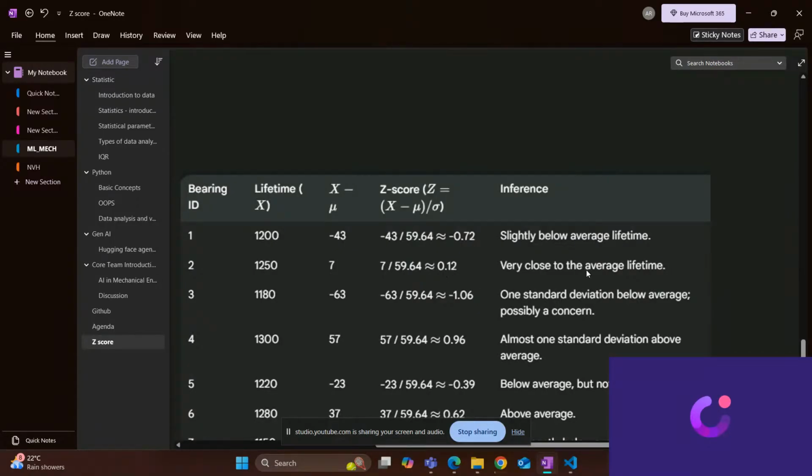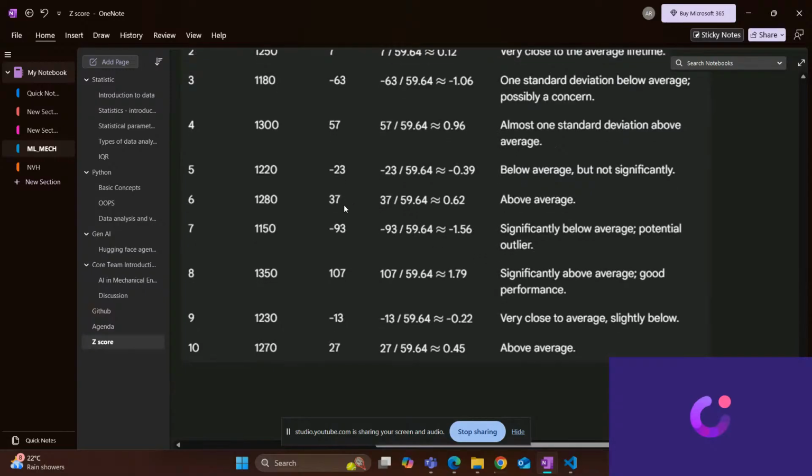Similarly, 0.12 means it is above the average lifetime, a little bit above. We have an average lifetime for all 10 bearings, so we can say bearing 2 is performing a little bit above it; its life might be a little more than the normal operating average life. In this case, it is coming to minus 1.06. It means there is a possibility of failure. It may be a concern when the Z score is minus 1.06.